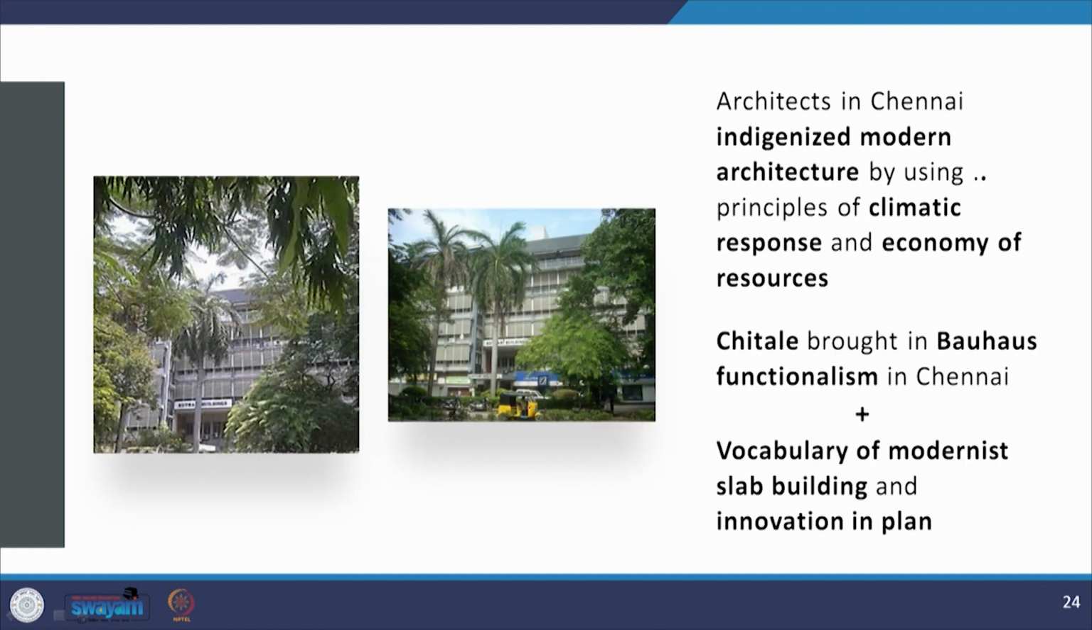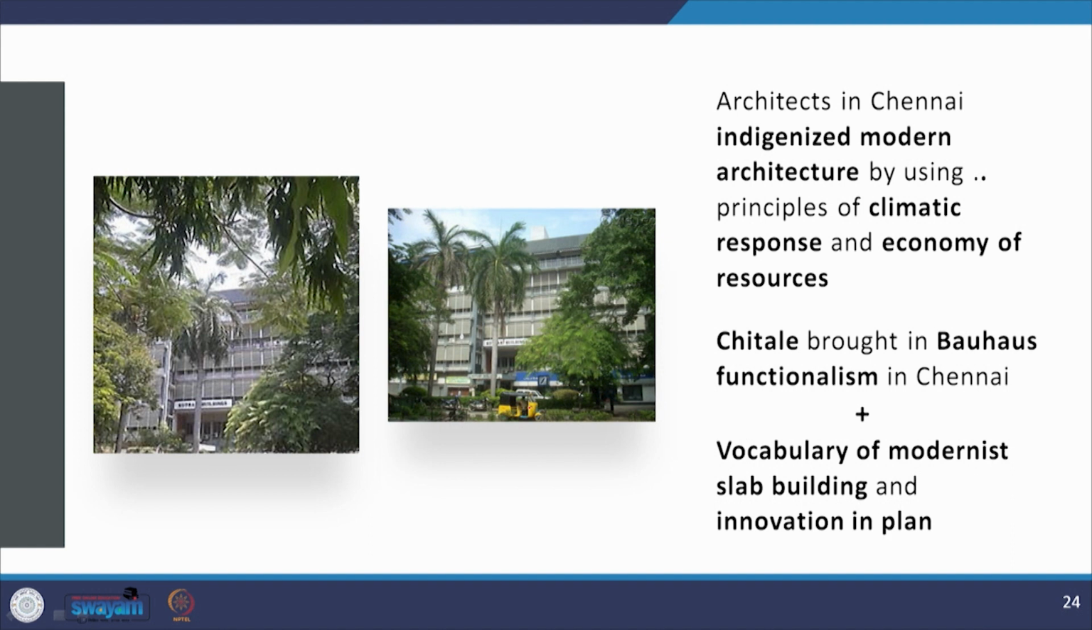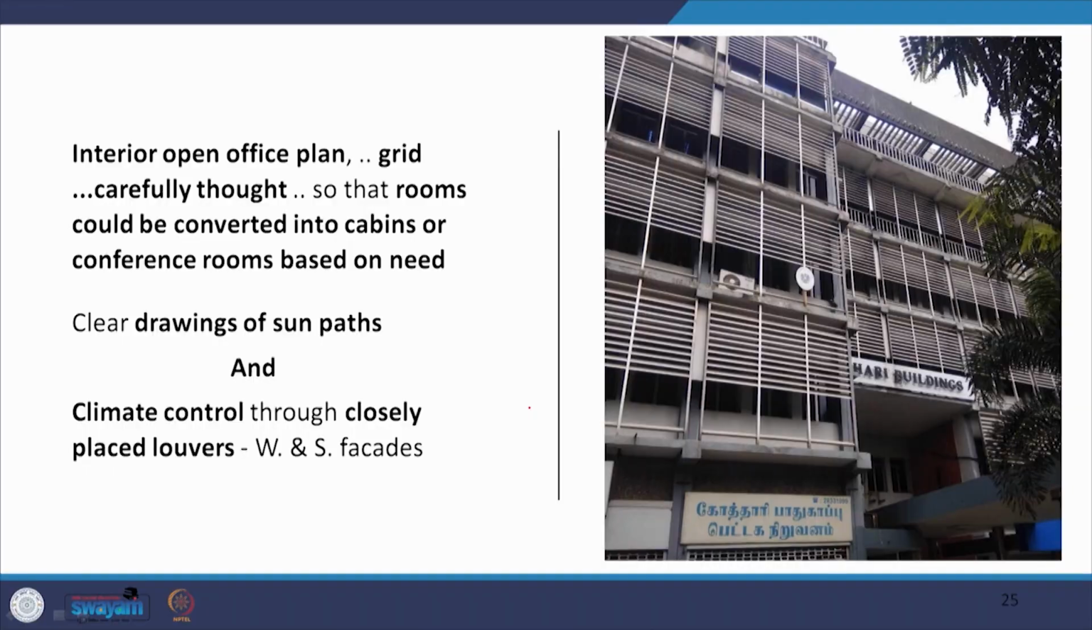Now architects in Chennai indigenized modern architecture by using principles of climatic response and economy of resources. Chitale brought in Bauhaus functionalism in Chennai, plus the vocabulary of the modernist slab building, and it had an innovative plan. The office plan interior was an open office plan. It was on a standard grid, as is true for all office buildings, and it was very carefully thought out so that the rooms could be converted into cabins or conference rooms based on the need.